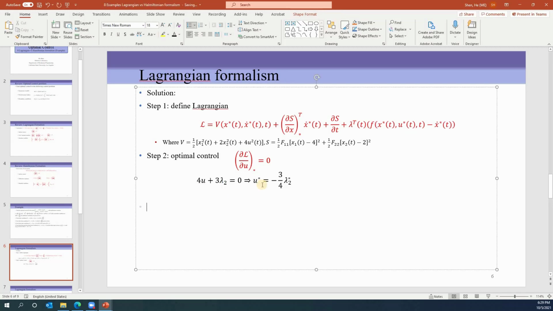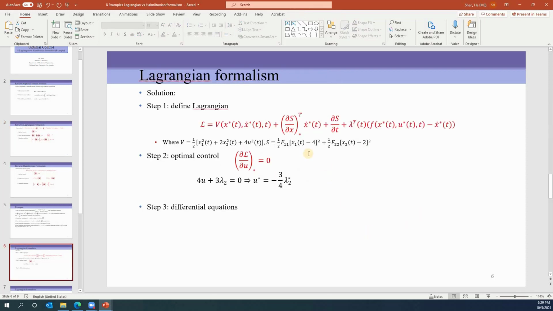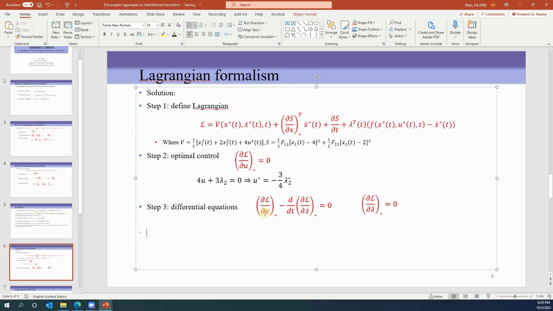And we can also find the differential equations. And we have two differential equations. One is this Euler-Lagrange equation, and the other one is the partial L over partial lambda. So we have two differential equations. Because we have two states, one is x1, the other one is x2, so in total we're going to get 4 differential equations. So let's see what is the first differential equation.